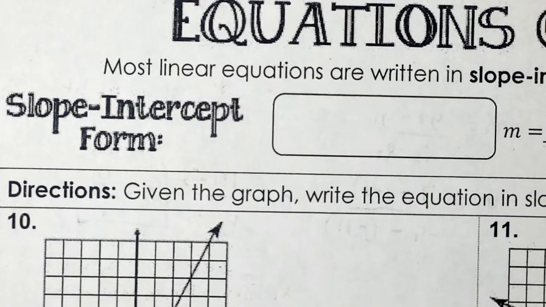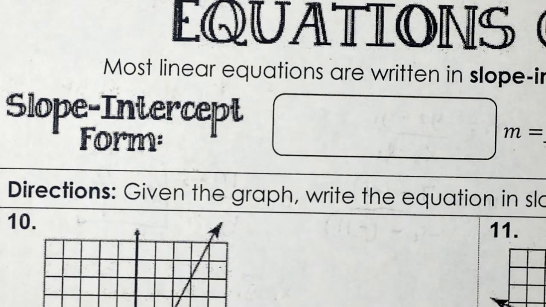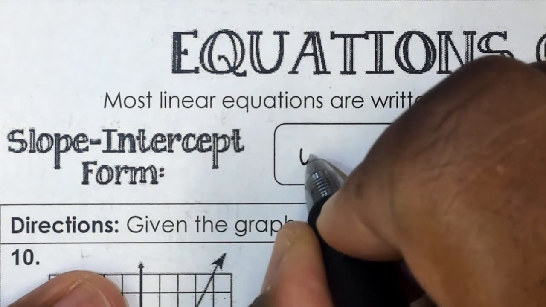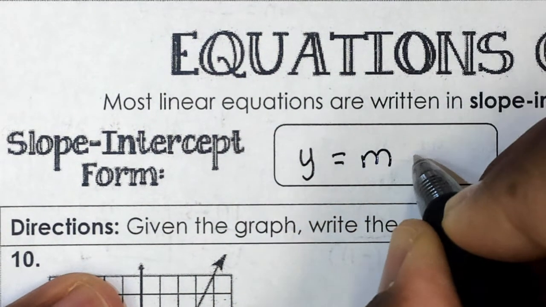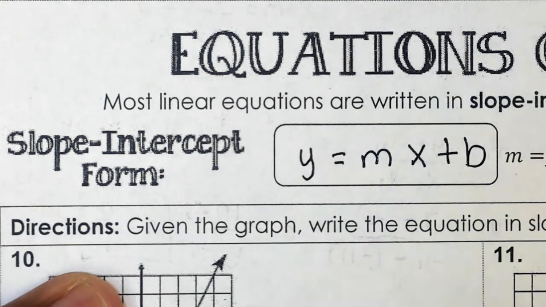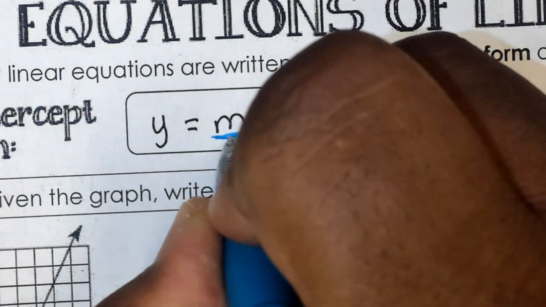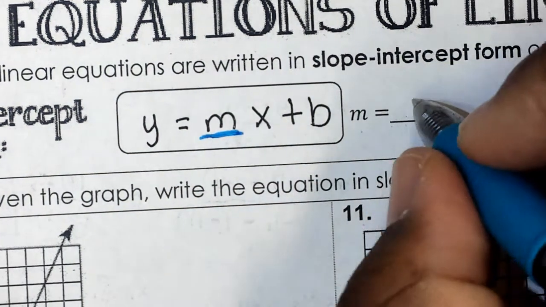Alright, moving on. Slope-intercept form. So equations of lines. Most linear equations are written in slope-intercept form or standard form. Slope-intercept form, everybody should know, but we're going to write it up. Y equals mx plus b. In that equation, the m represents our slope.